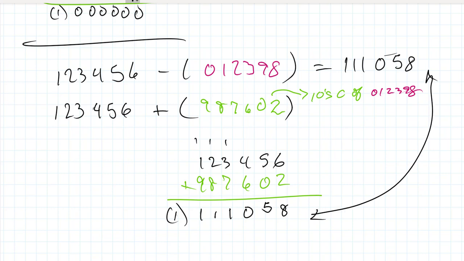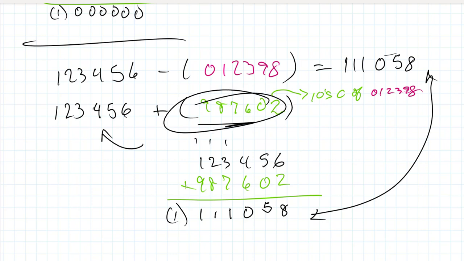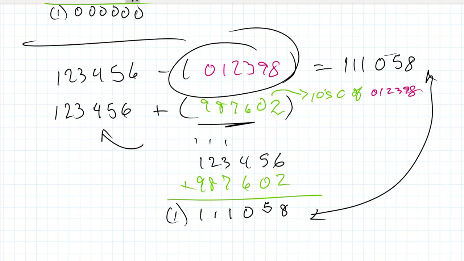We were able to find a number that we could add to the original value, such that we can get the same result had we done a subtraction. So 987602 served as the additive inverse of the 0, 1, 2, 3, 9, 8.